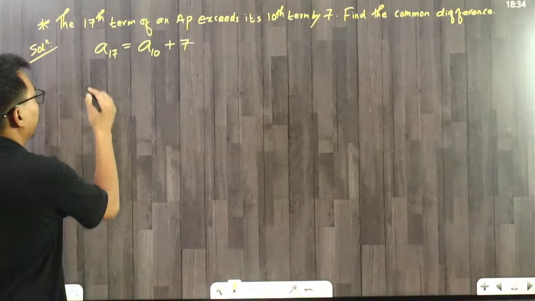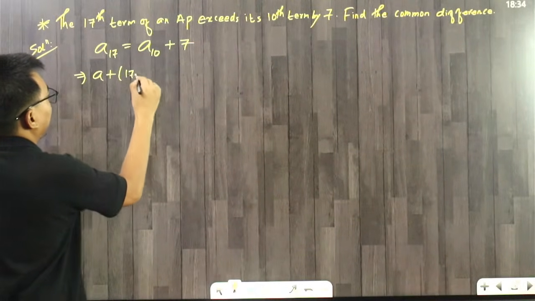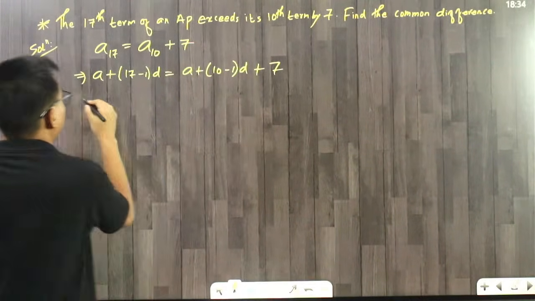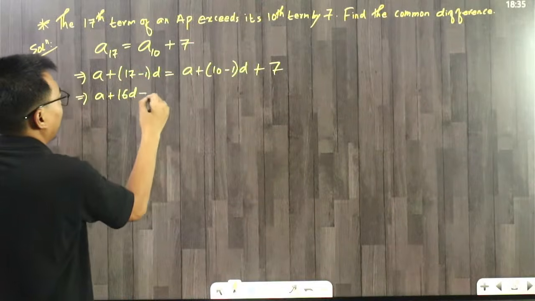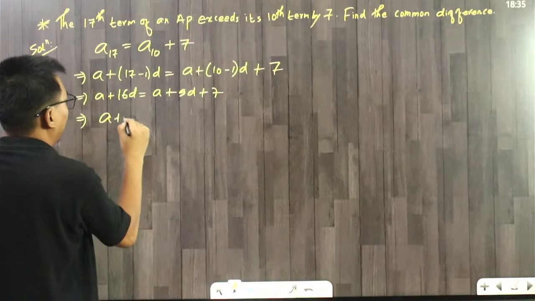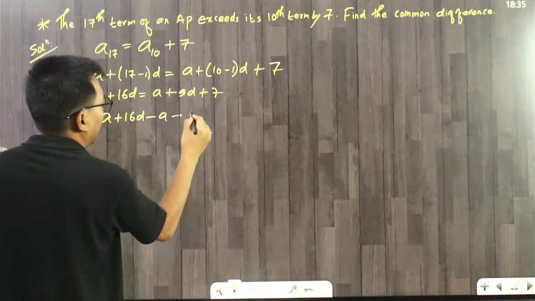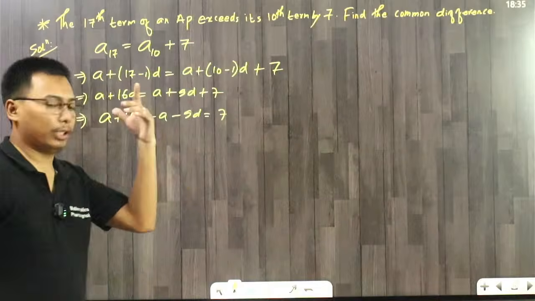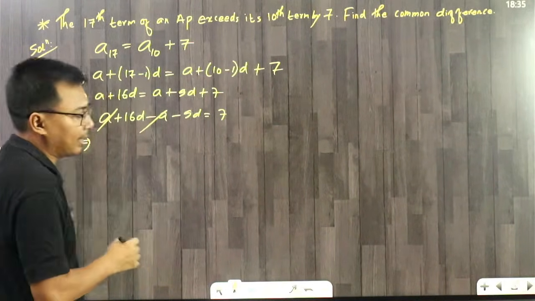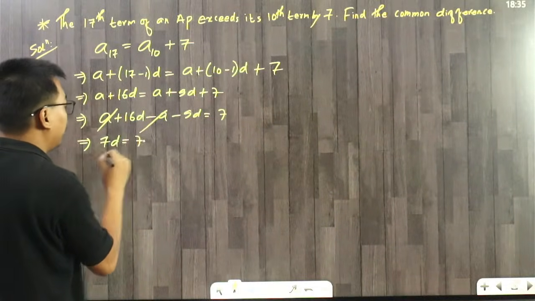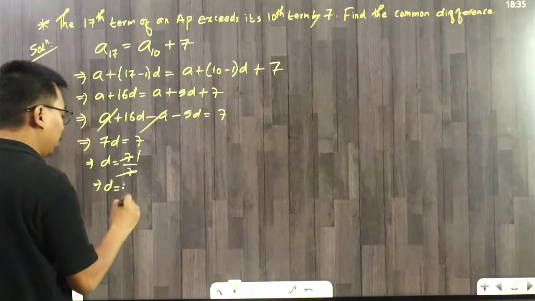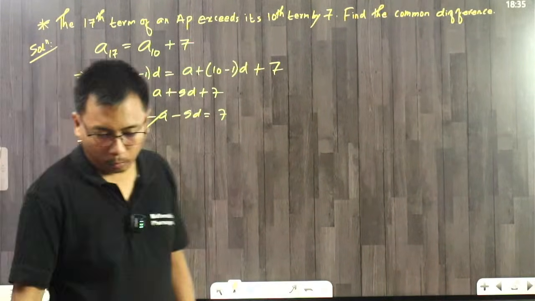So just break it. You get A plus (17 minus 1)D here, and you'll get A plus (10 minus 1)D here, plus 7. A plus 17 minus 1 is 16D. Here we'll get A plus 9D plus 7. We'll take this towards the right hand side. We'll get minus A, and 9D will become minus 9D. We'll keep 7 on the right. So A and A will cancel each other. How much is 16 minus 9? 16 minus 9 is 7. So 7D is equal to 7. So D will be equal to 7 by 7. They cancel out each other. So the value of D is equal to 1.